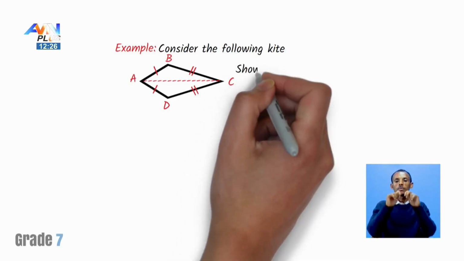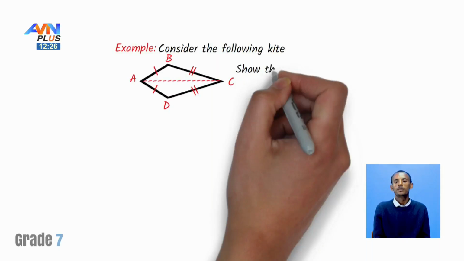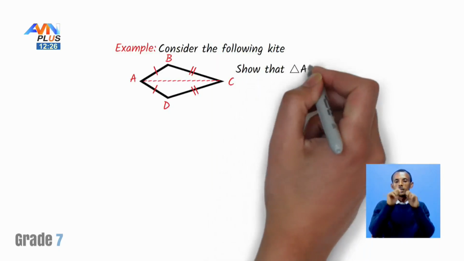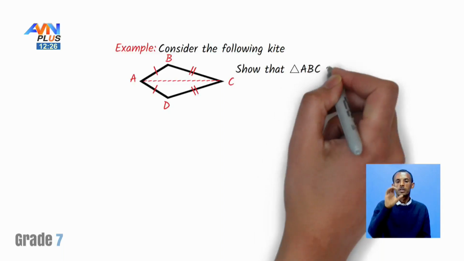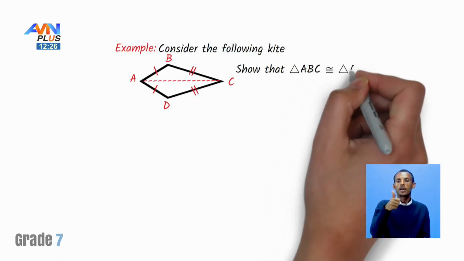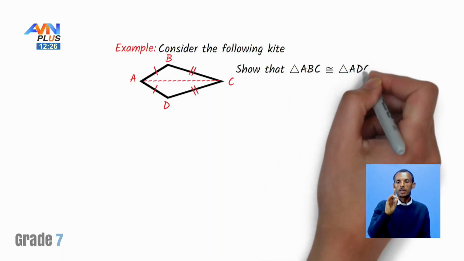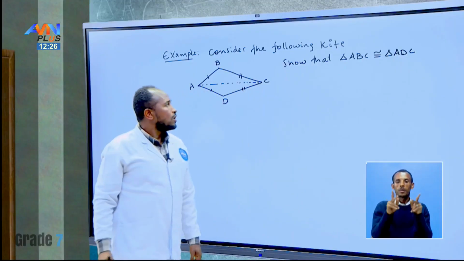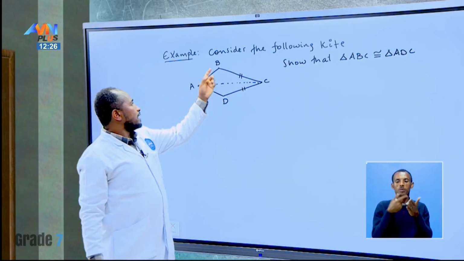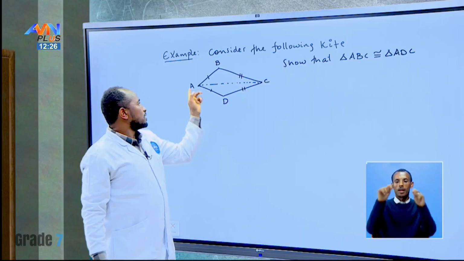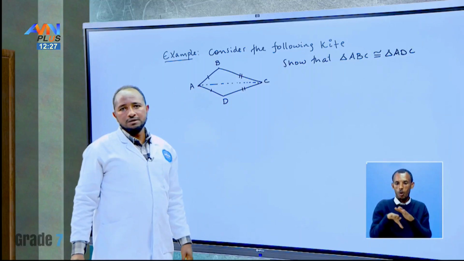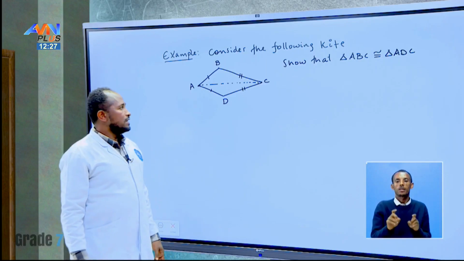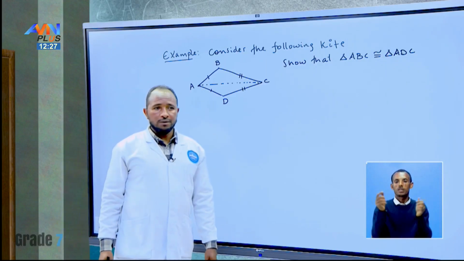Triangle ABC is congruent to triangle ADC. Okay, how do we show whether the upper triangle ABC is congruent with the lower triangle ADC? By which congruency test? Let's see the answer together.